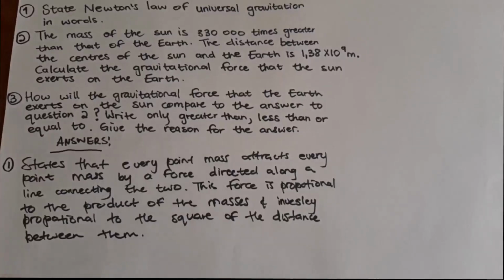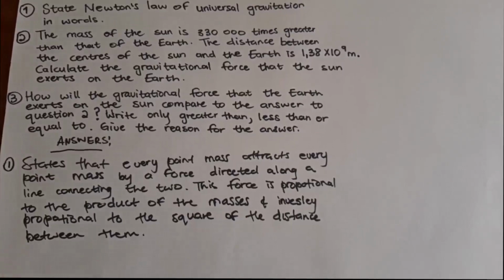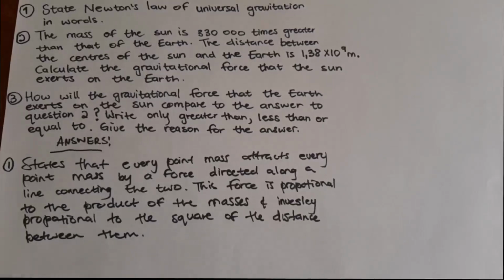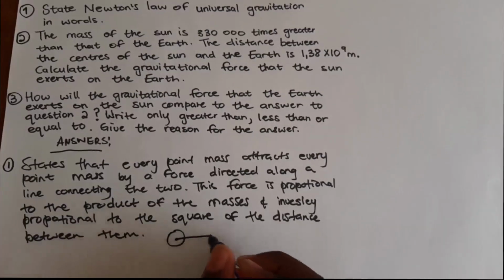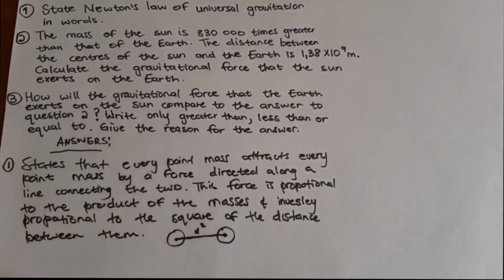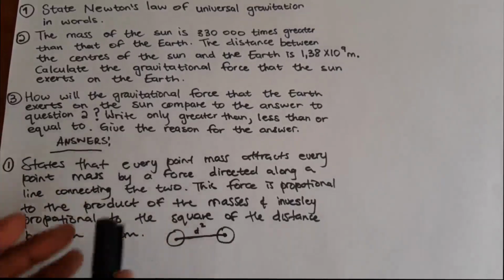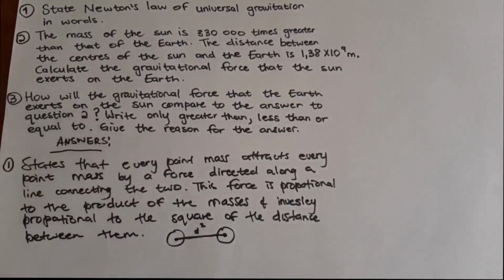So Newton's law of universal gravitation states that every point mass attracts every point mass by a force directed along a line connecting the two. This force is proportional to the product of the masses, and inversely proportional to the square of the distance between them. The distance must start from the center. The distance will be squared. Very straightforward, and this brings us to the formula of universal gravitation that I introduced you to.